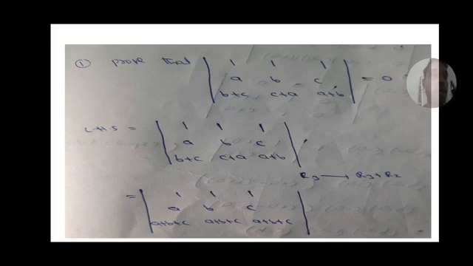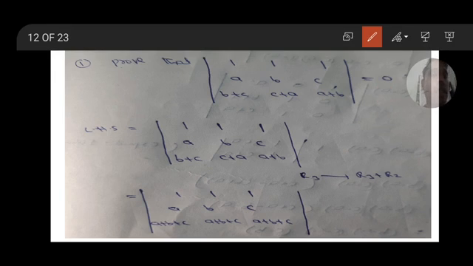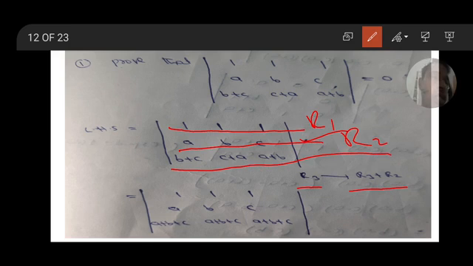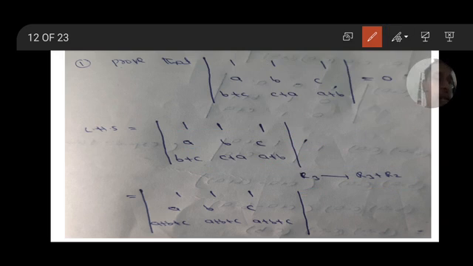First problem, prove that the determinant of 1, 1, 1, A, B, C, B plus C, C plus A, A plus B equal to 0. Okay, I am taking LHS. I am here doing R3 implies R3 plus R2. This is R1, the first row. This is the second row, R2. This is the third row, R3. I am adding R3 plus R2 and writing it in the third row.